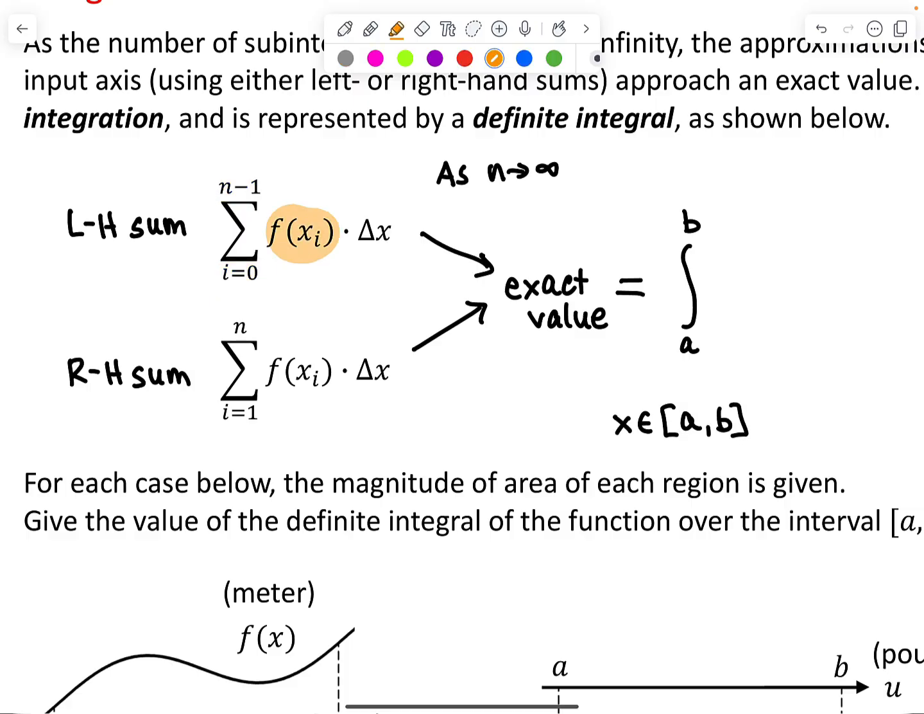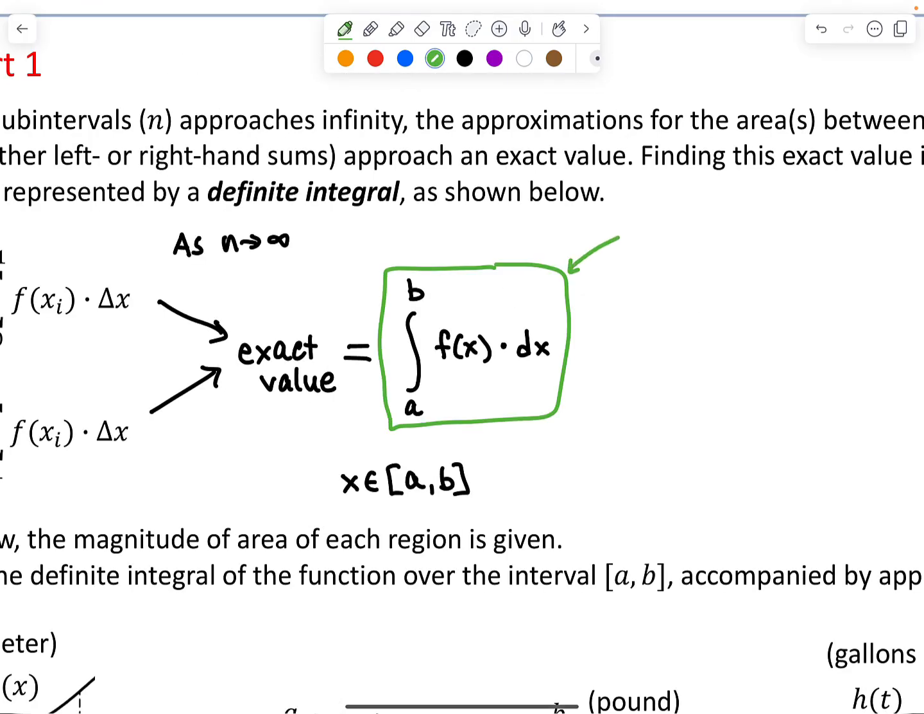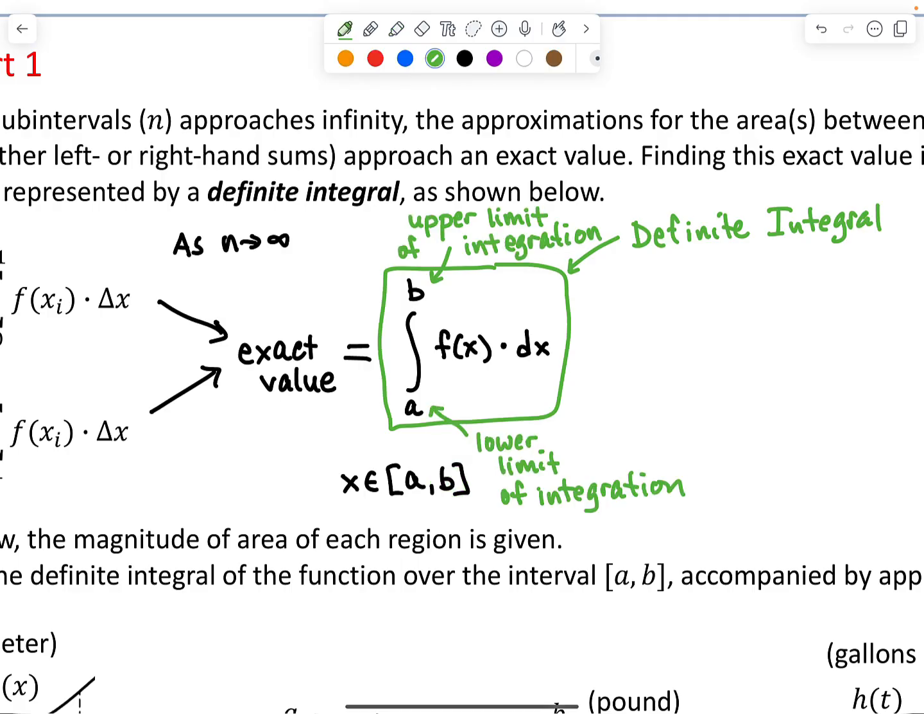Now this part of the summand is replaced with just saying f of x. And then the delta x is written after the f of x, and we use a differential dx. This entire expression is called a definite integral. The b, which is the right side of this interval, is also called the upper limit of integration, and the a is the lower limit of integration.